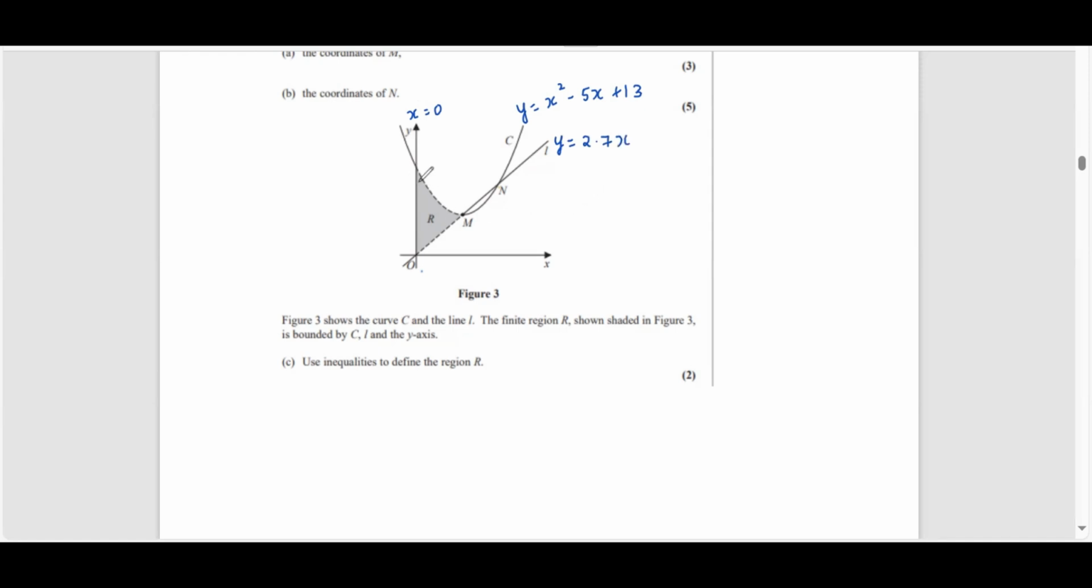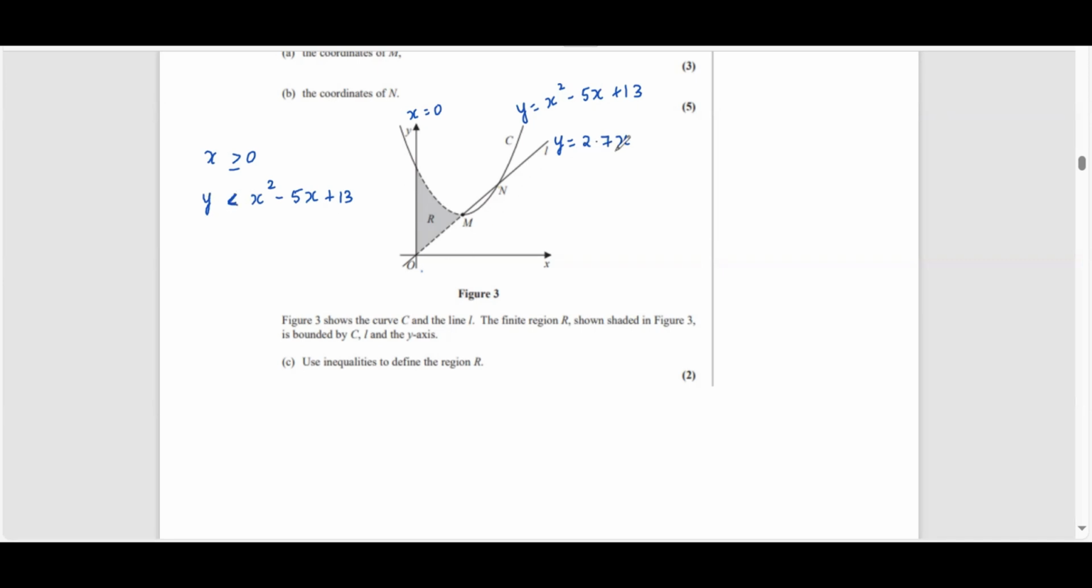Now this region, I can clearly see that it is towards the right-hand side of the y-axis. Right-hand side of the y-axis means it is greater, that means x is greater than 0. And I can see that it is a solid line, so x is greater than or equal to 0. Now, the region that we are considering here is below the curve. Below the curve means y is less than x square minus 5x plus 13. And I cannot put an equal to sign here because it is a dotted line. If it's a dotted line, it's just less than.